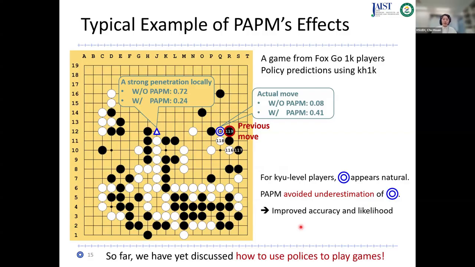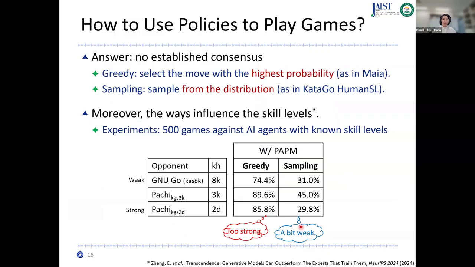But so far, we have not yet discussed how to use those policies to play games. And actually, there's no established consensus. Some suggest to select the move with the highest probability, that is greedy, and some suggest just sampling from the distribution. And a previous work reported that the weights influence the skill levels. In our experiment, we let the KH networks play against AI agents with known skill levels. And as previous studies showed, with the greedy, it tends to be too strong, and with sampling, it is a bit weak.